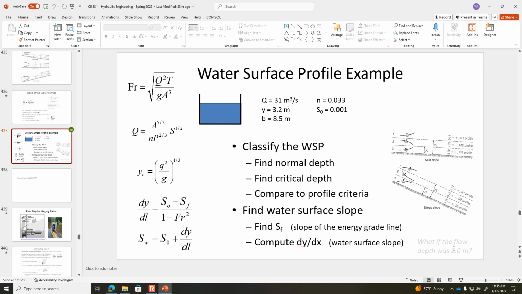Down here in the corner, I ask, what if the flow depth was 2 meters? If the flow depth was 2 meters, that would put us between the normal depth and the critical depth. So that would put us in zone 2, and then it would be an M2 profile instead of an M1 profile.